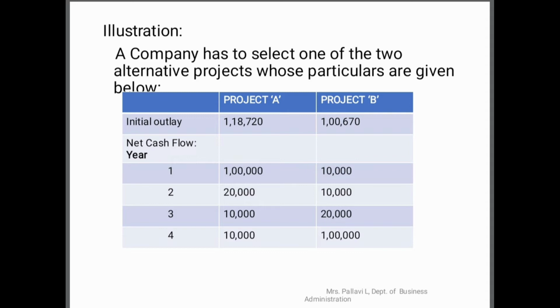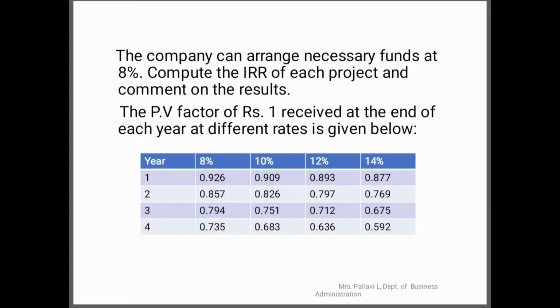Let's see further details. The company can arrange necessary funds at 8%. So this is where you have to underline. Compute the IRR of each project and comment on the results. The PV factor of rupee 1 received at the end of each year at different rates are given below. We have different rates of PV factor, that is 8%, 10%, 12% and 14%. 14% would be double of 8%, so up to 12% we will be considering in this problem.